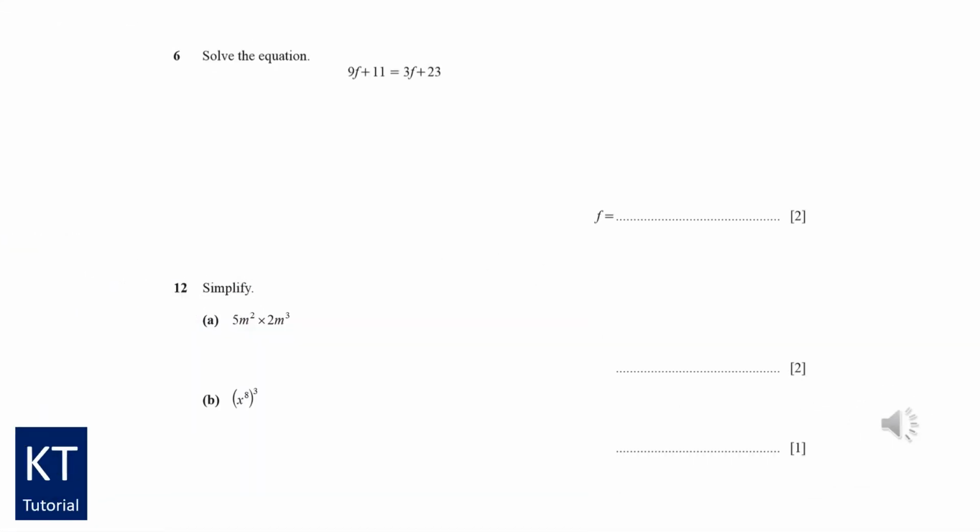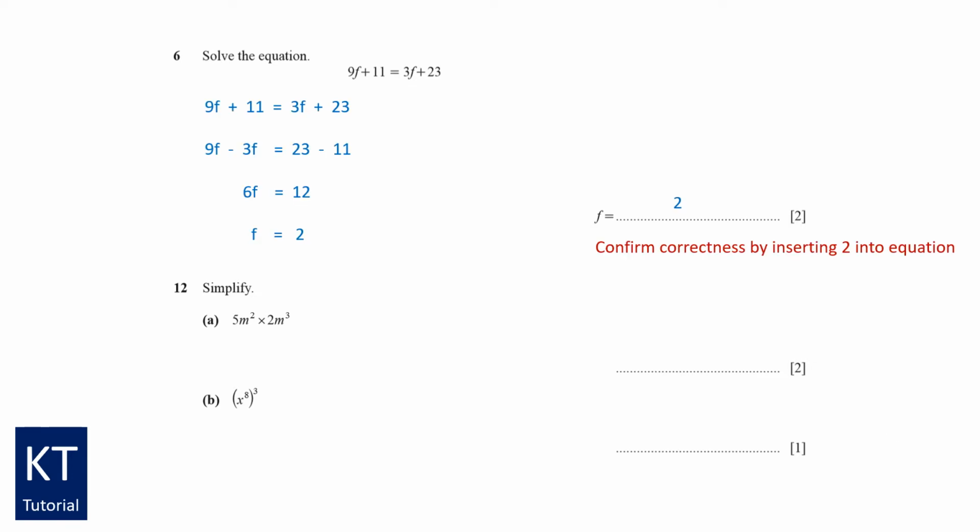Question 6. Solve the stated equation. Again, by acting in the reverse of BODMAS, the rearrangement will get us to f being equal to 2. It is good practice to reinsert the value of 2 into the equation to confirm its correctness. Question 12. Simplify the stated expression.